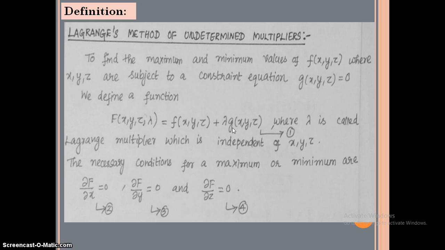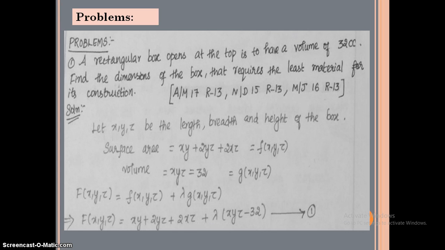So the necessary conditions for maximum and minimum, you know that one, that is dou f by dou x equal to 0, dou f by dou y equal to 0 and dou f by dou z equal to 0. Here we can add one more condition. So these are equations number 1, 2, 3 and 4. Based on these equations we can find the maximum and minimum value of the given function. So first we shall go through problem number 1.